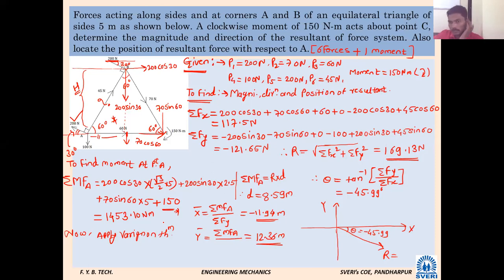Any problem? If you are able to solve or apply your mind in this problem, then you can solve any problem. Okay, this problem. What do you say? X bar is 12.36 and Y bar is minus 11.94.